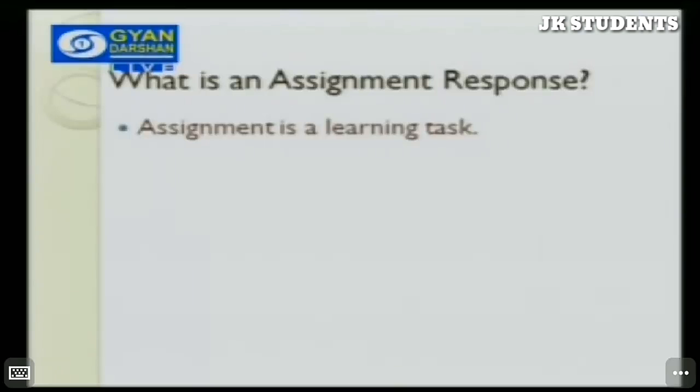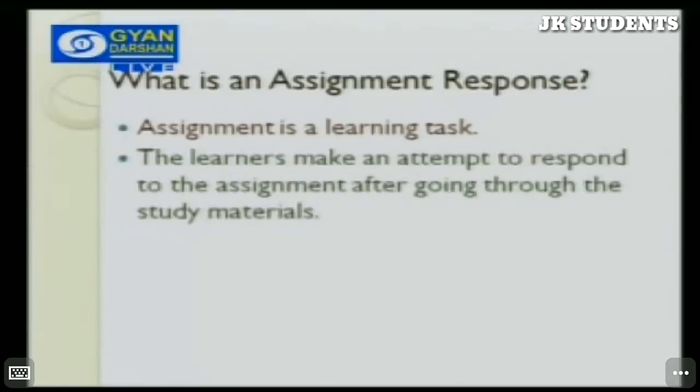It is basically a learning task. It is not only repetition of the content which is given in the text or available in the study material. You as a learner make some attempt to respond to the assignment after going through the study material. So here I want to clarify that you should not replicate or repeat the content written in the study material. First you see what the assignment question is, then you try to understand what is expected from you as a learner. You go through the study material, find the relevant section related to that assignment question. You read that and then you write in your own words your reflections, or what you think about that particular item. So again I am repeating that repetition of the content already given in the study material is not expected.